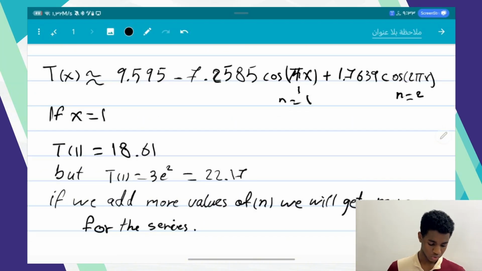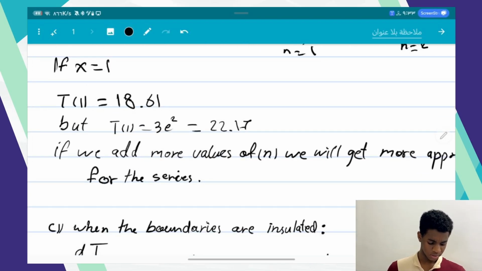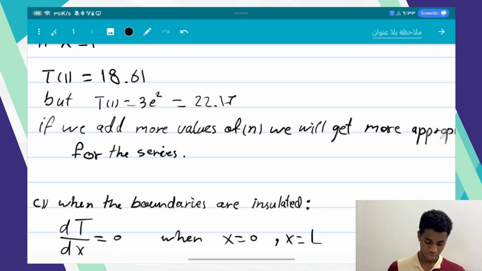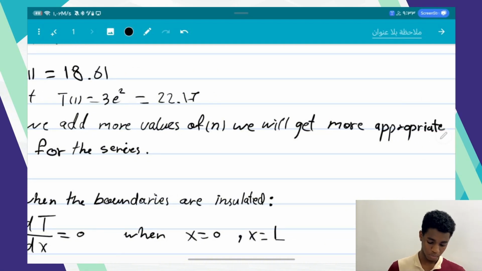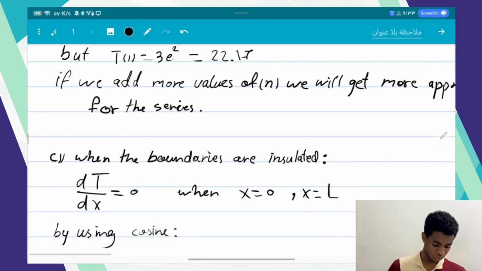So if x is equal to 1, T(1) is equal to 18.61, because we use the calculator to get T(1). But T(1) is equal to 3e^2, that is equal to 22.17. So if we add more values of n, we will get more accurate values for the series. So this is the answer for question 1, part B.